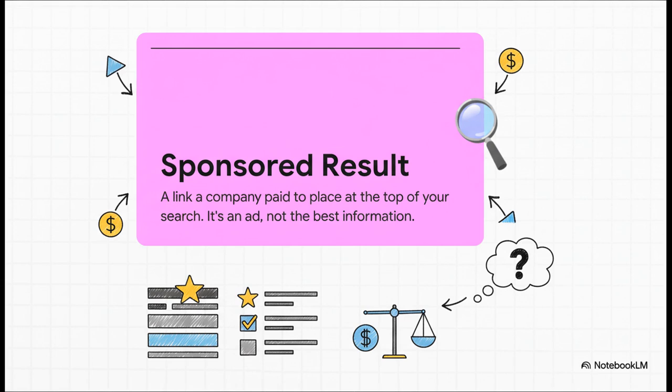So, the first clue you need to look for is that little word, "sponsored," or "ad." What does it mean? It just means a company paid money to get their link at the top of the page. It's an ad. Simple as that. It might have what you're looking for, sure, but it's not there because it's the best or most accurate information. It's there because somebody paid for it.